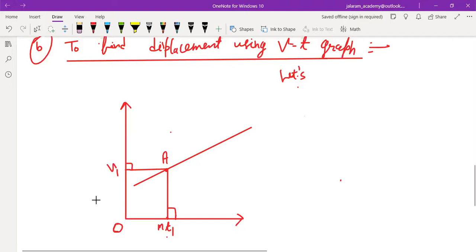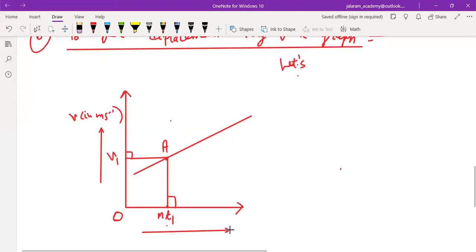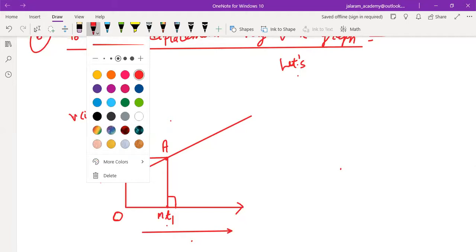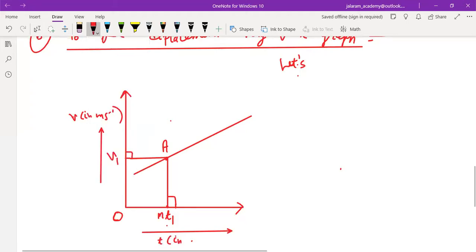Clearly, this is velocity axis and this axis is time axis, which shows time in second, and coordinates of point P. What will be the coordinates of point P?